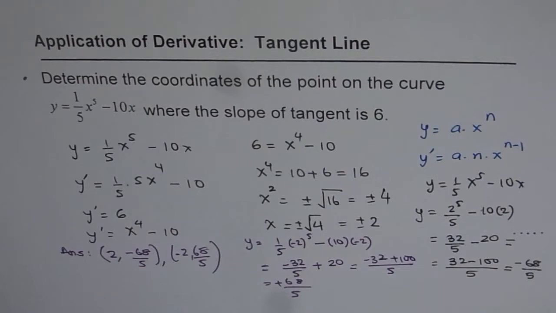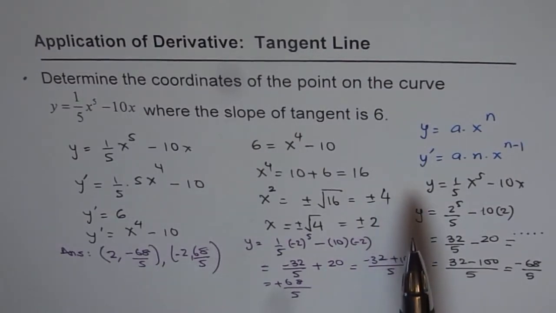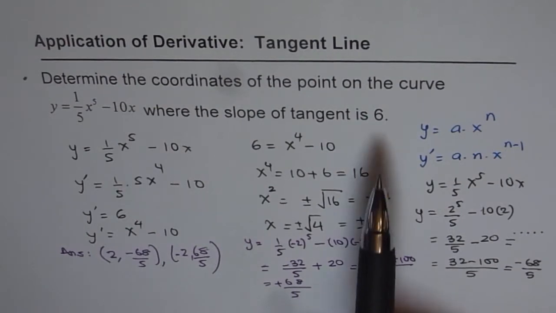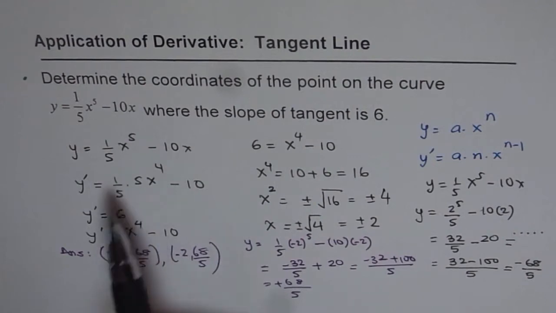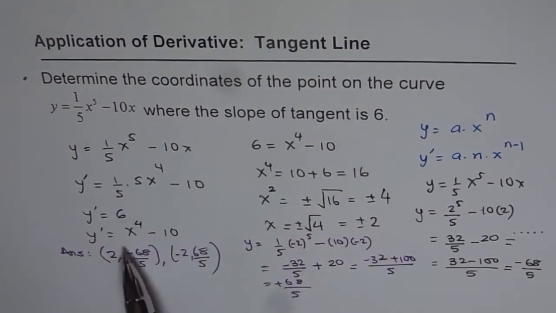I hope you understand and appreciate the method. So the idea here is to understand the question and then accordingly solve it. In this particular question, we are given the slope and we need to find the coordinate points, and coordinate points means both x and y. So equate the slope to the given slope, find the value of x, and for that value of x, plug it in the original equation to find y. So you get x and y, that means the coordinate points, and list both as your answer. So that is how we are going to solve this question.